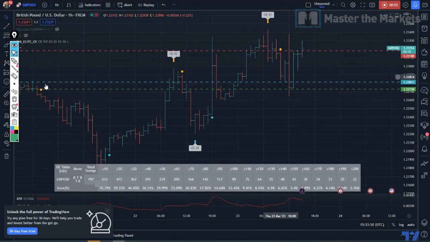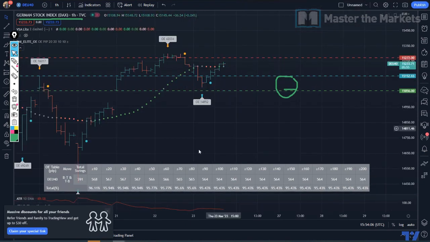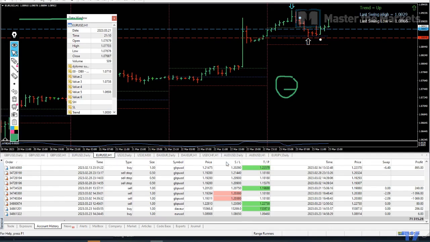Hello traders, here we are looking at the cable chart on the 1 hour time frame. We did enter on this trade where the blue line is, with the green line being the target, and we've banked that with profit. We did something similar on the DAX as well, as you can see on our P&L statement over here.